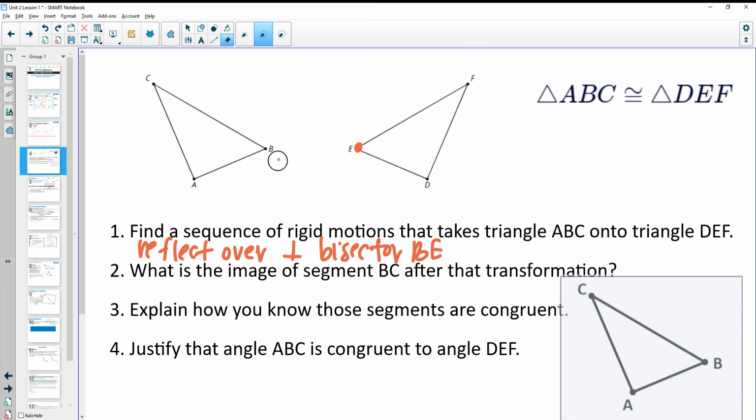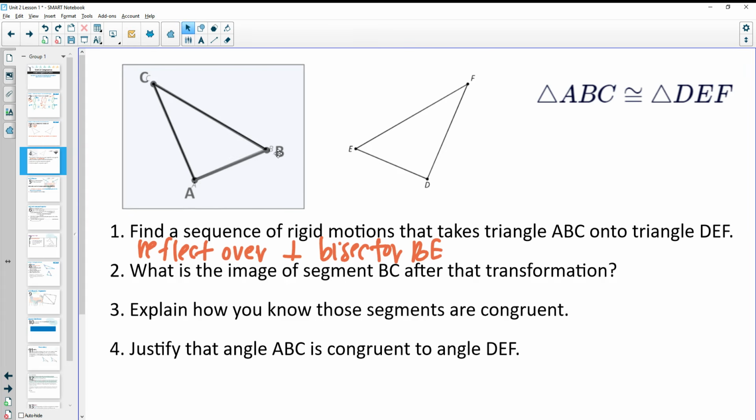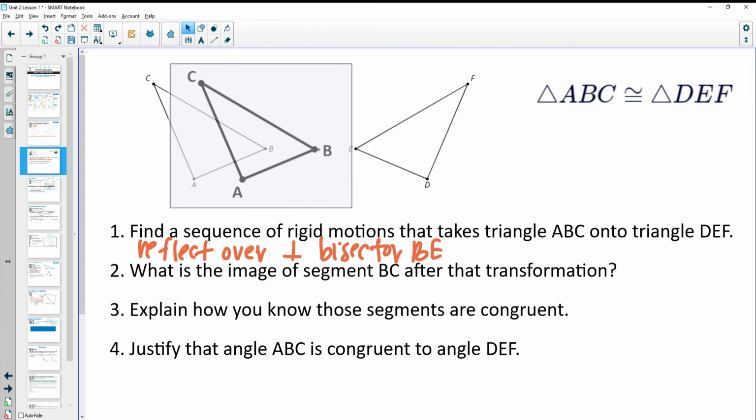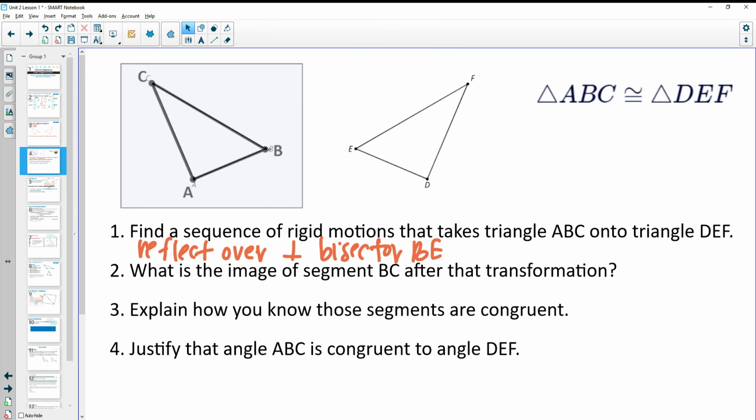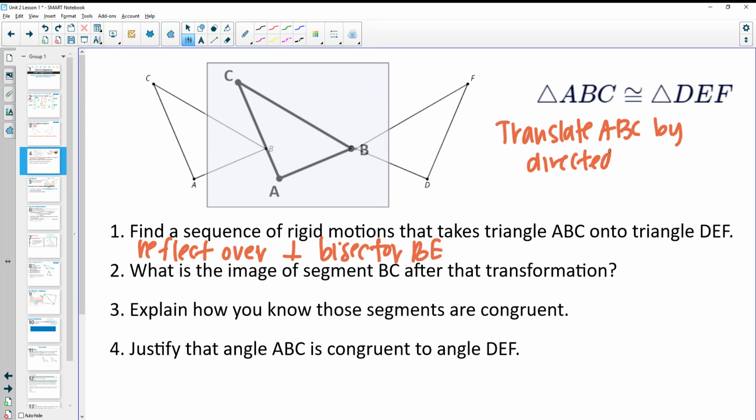You can also follow your sentence frames and you can follow the order that's in those. So you could do something like translating ABC by segment BE if you wanted to get B and E together. So translate ABC by the directed segment. And then this could be any ones that you want to get together that are corresponding. So A to D or B to E or C to F. So I'm just going to do B to E.